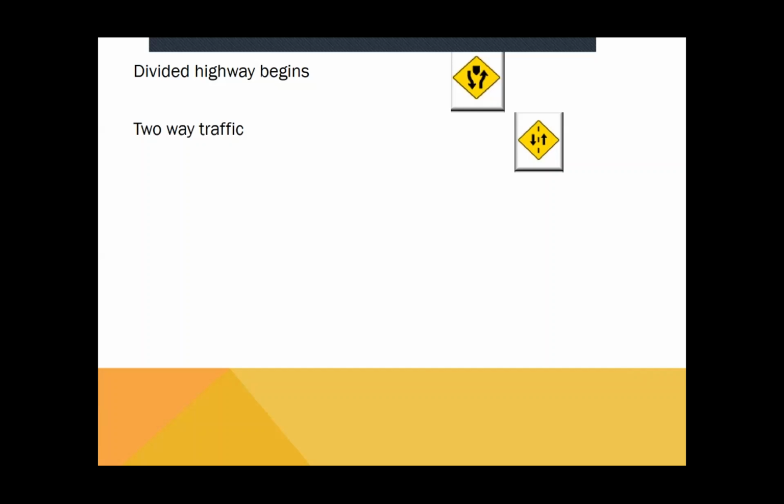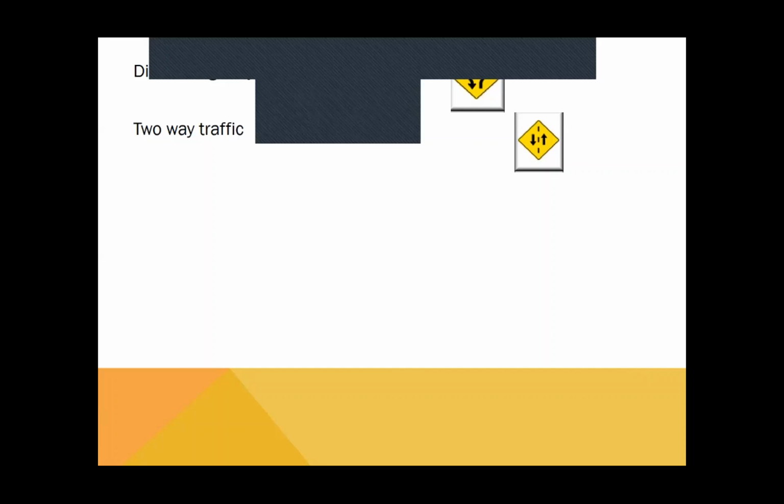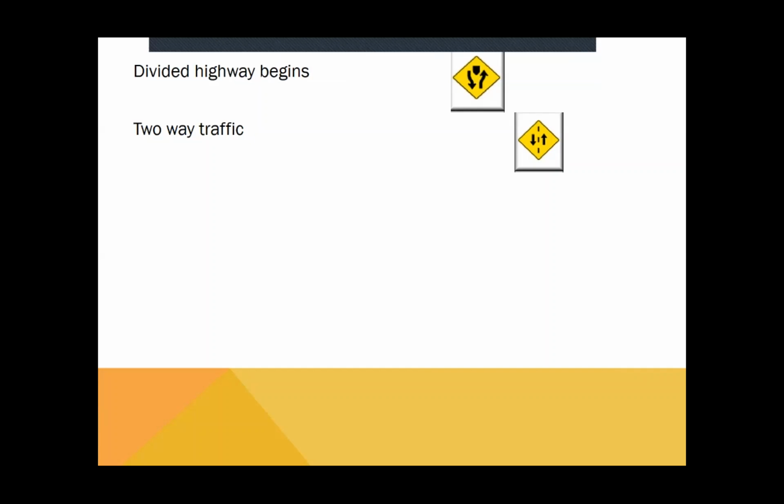This one means two-way traffic. As you can see, it's that broken line and arrows in opposite directions. That is showing you that you're going to be going opposite of traffic. So that's really important for you to know as you're planning your routes, and make sure that you can plan out when it's safe to pass. If you're in a no passing zone or not, it's important to know if you're traveling in opposite ways of traffic.